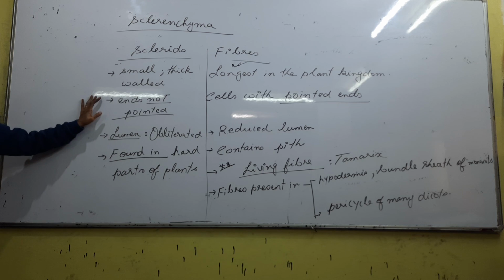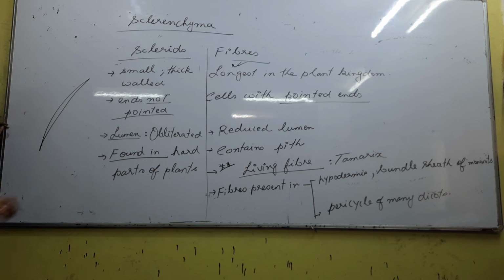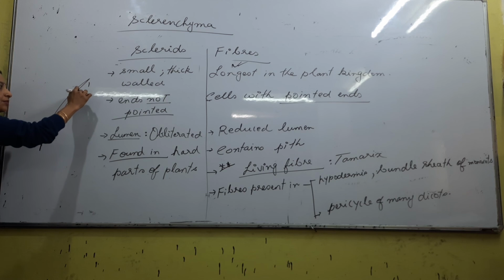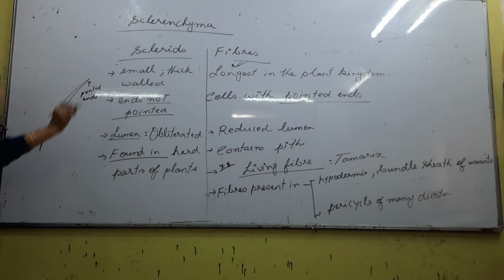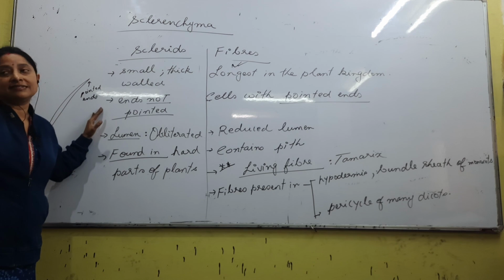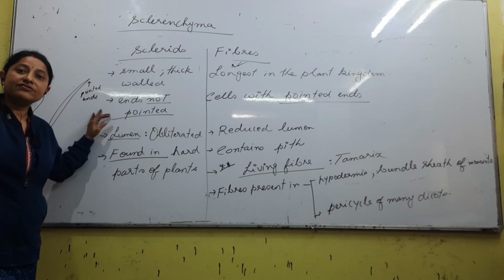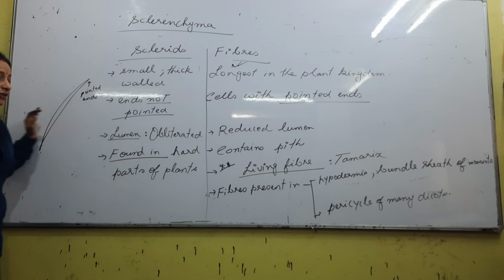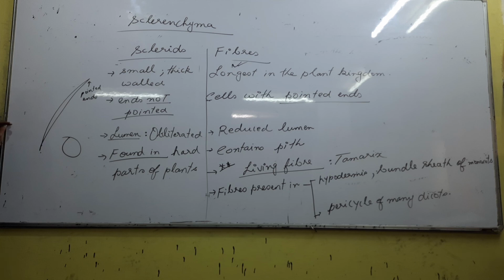What is the difference? Normally a fiber is an elongated cell, something like this, right? It has pointed ends. But a sclereid is also sclerenchyma, but it does not have a pointed end. Depending on how a sclereid looks, different types of sclereids will have different shapes. For example, some might be circular. Have you heard a word called brachysclereids?